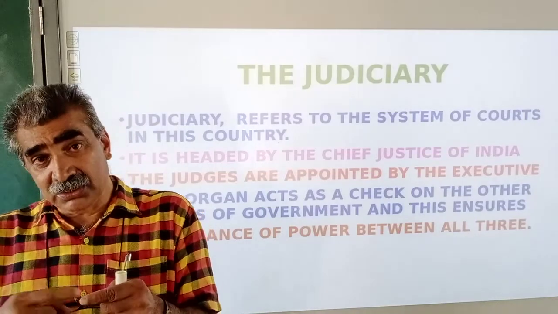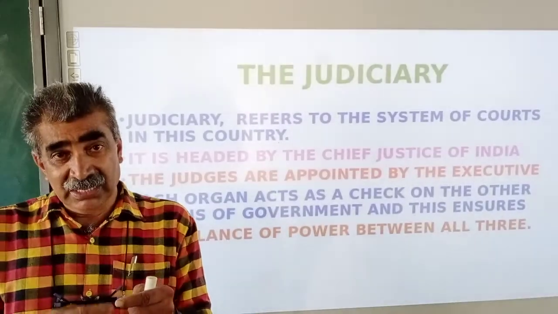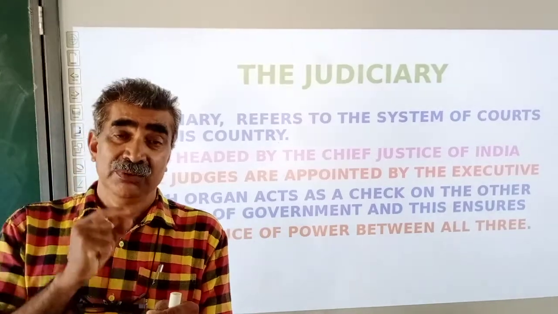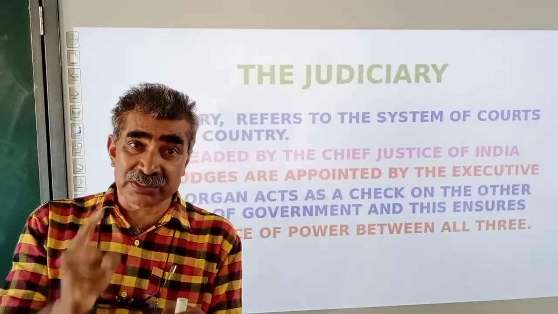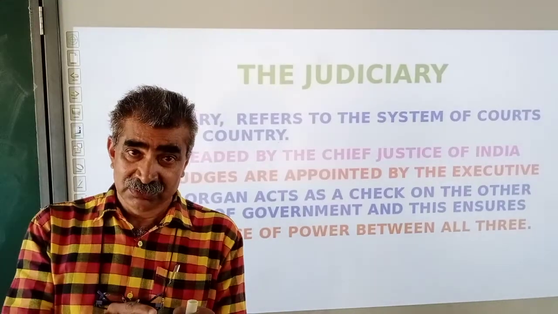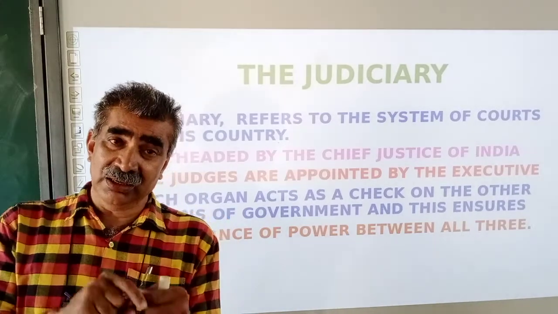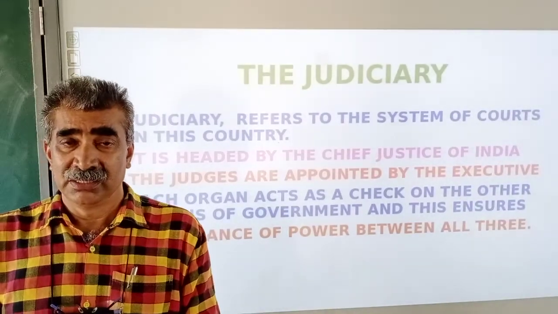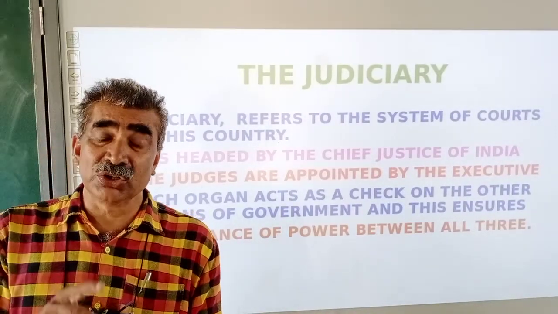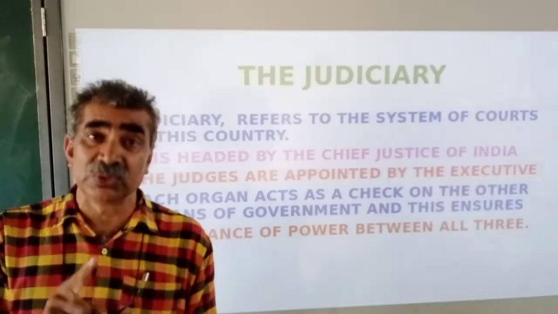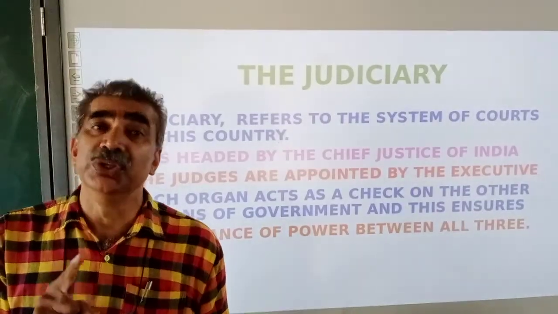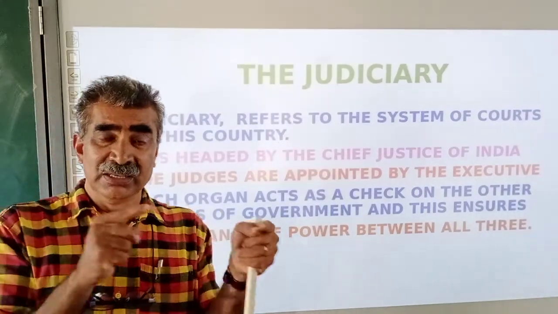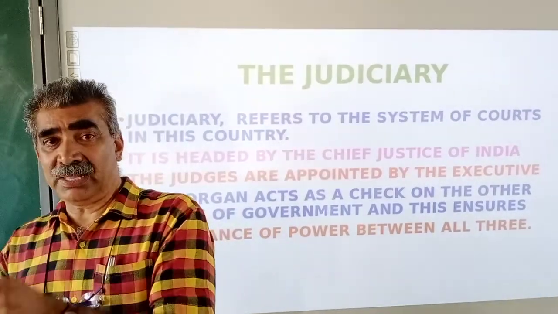Then how is the executive controlled by the judiciary? Any action of commission and omission, means when ministers are doing something, if they do wrong and if they don't do also, both ways the executive can be questioned and controlled by the judiciary. So that is how they check. Judiciary and executive.